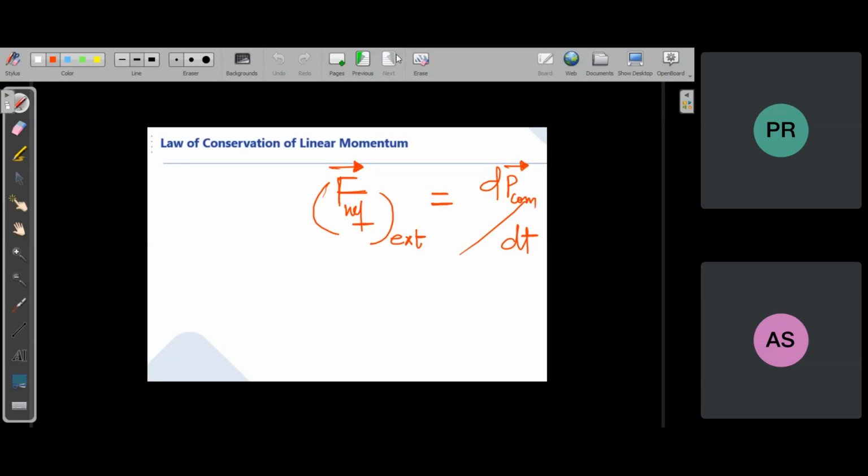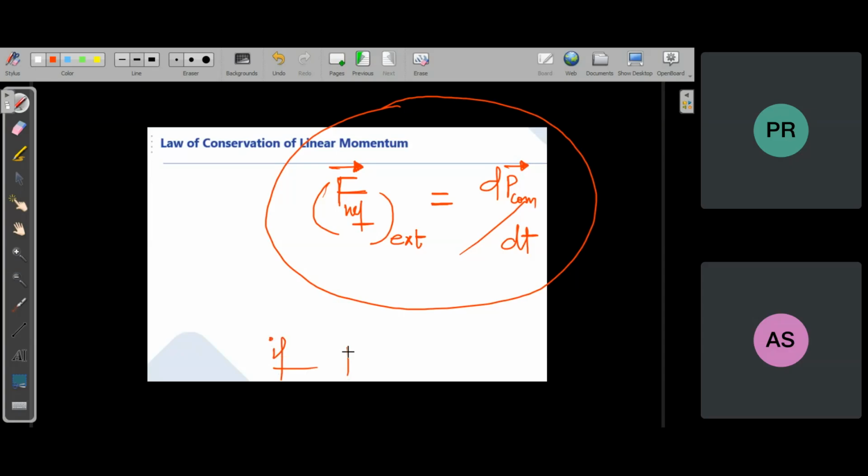Or you can say linear momentum of the body, because linear momentum of the body is nothing but, we say that total mass is concentrated at the center of mass, so linear momentum of the center of mass. So you can also say total mass times the linear momentum of the system. Now from here it is clear that if net external force on the system becomes zero, then the momentum will become constant. That is nothing but the law of conservation of linear momentum.